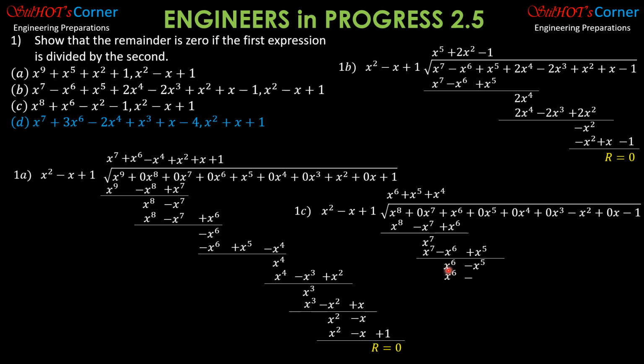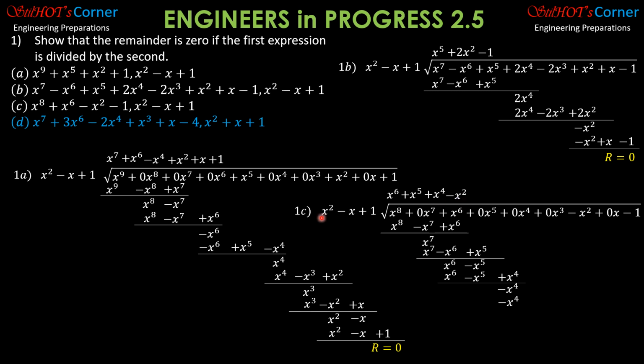X to the 6 divided by x squared is positive x to the 4th. X to the 4 times x squared is x to the 6. X to the 4 times negative x to the 5. Then x to the 4 times 1 is x to the 4th. Subtract, so we have 0, 0, then 0 minus x to the 4th is negative x to the 4th. Negative x to the 4th divided by x squared is negative x squared.